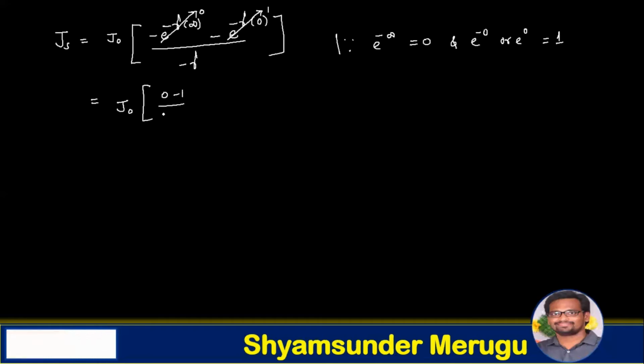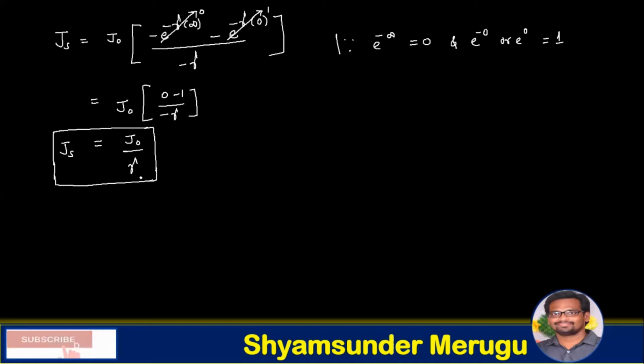As we know, e power minus infinity will be 0 and e power minus 0, or e power 0, will always be 1. So in this expression we can write J naught times 0 minus 1 over minus gamma. So we can write this expression as J naught over gamma, which is equal to Js. So this is the surface current density which is confined to the surface of the sheet due to the tangential component of the electric field.